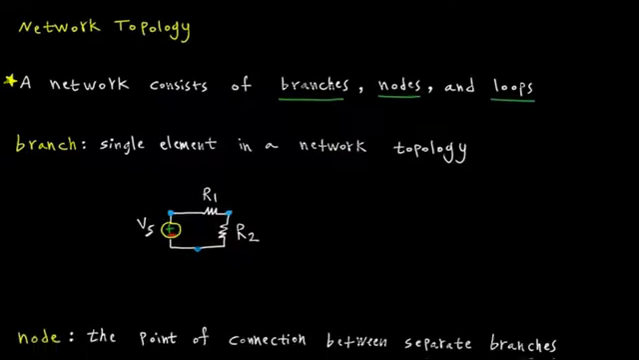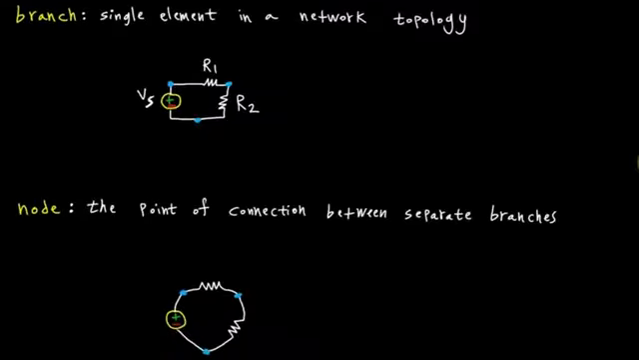Now, a node is the point of connection between separate branches, and I've reshaped the circuit you see above here to one where you could more easily see the nodes. So the nodes, again, are the connections between each branch.